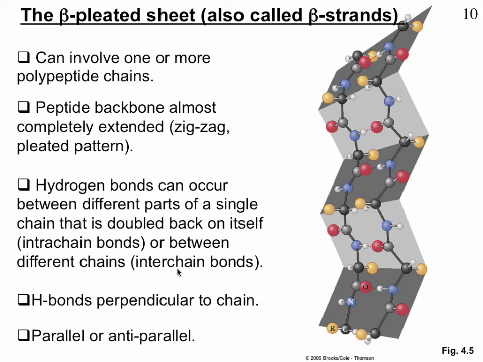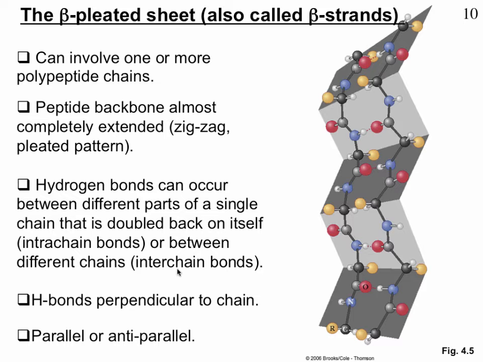All right, so the beta sheet. There are different names for everything, so I apologize when I use different names, but there's lots of names for the beta sheet. It's also called the beta pleated sheet, also called beta strands. And this can involve one or more polypeptide chains. I mentioned how in the alpha helix, it was just one polypeptide chain that created the alpha helix. Here, it could be one or more.